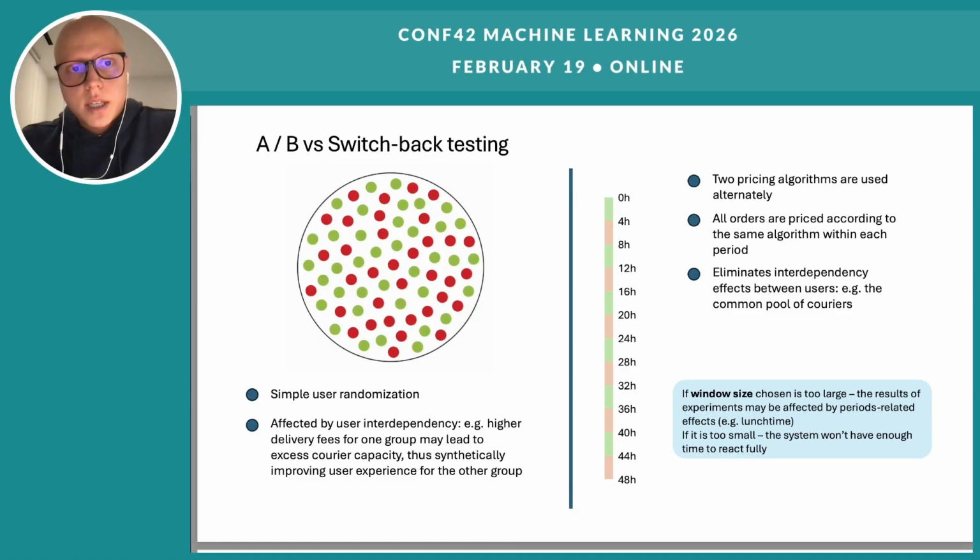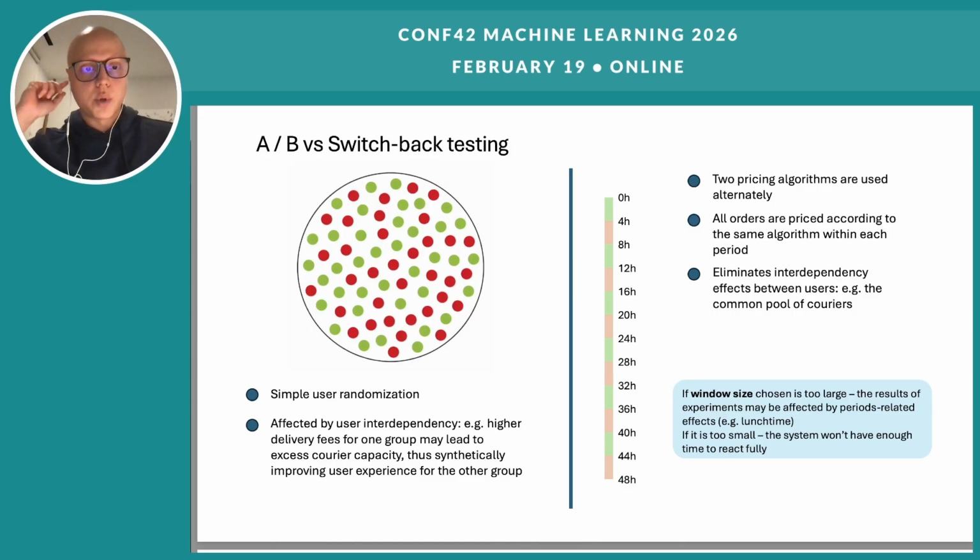So what are the tests that I just mentioned, and what is the main difference? What is A/B versus switchback? A/B is a very simple setup based on simple user randomization. You basically split all users that you have into two groups. For one group you say that you don't change anything. For the other group you increase your average delivery fee in some way.